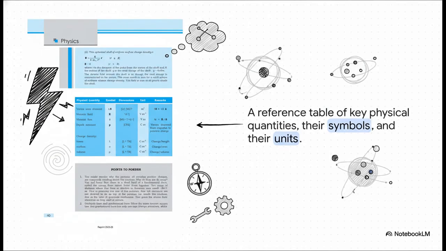You know, to really get good at physics, you have to learn to speak the language. And this table right here is basically your dictionary. It shows you the key ideas, the symbols we use for them, and the units we measure them in. Getting comfortable with this is absolutely essential to really understanding how all these pieces fit together.